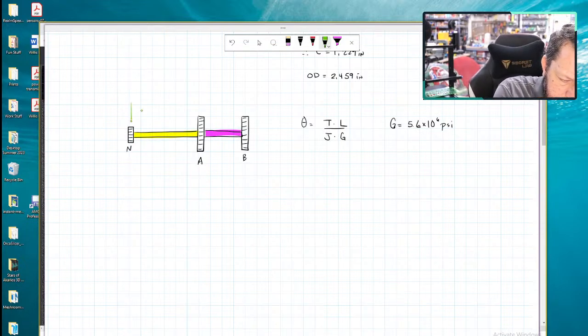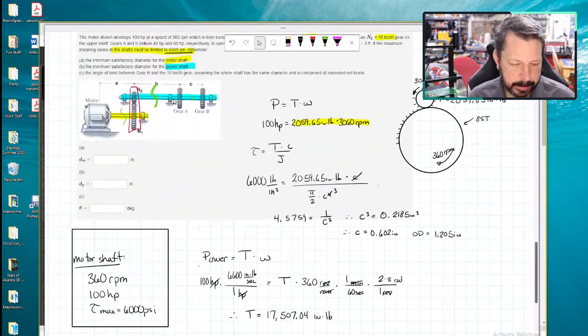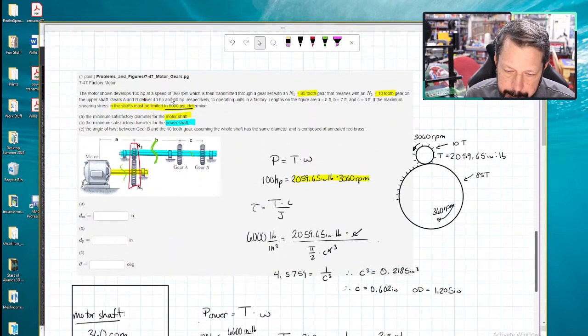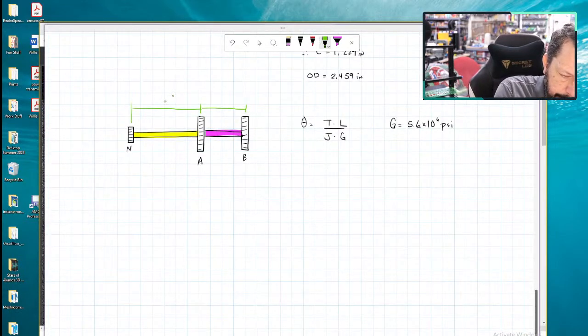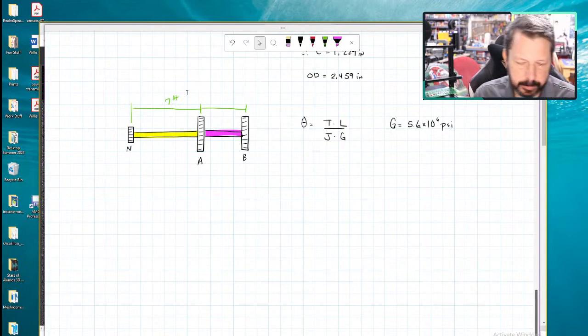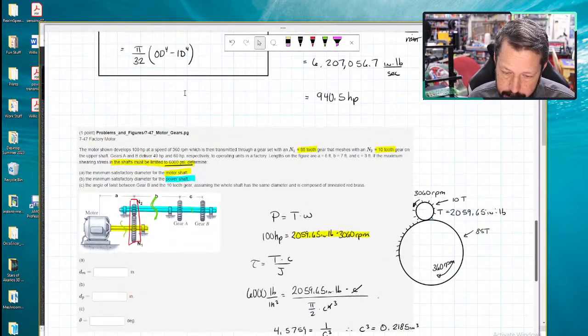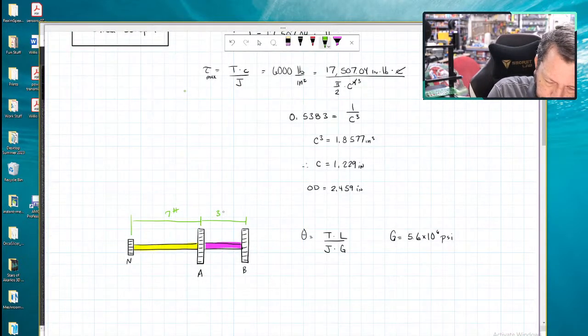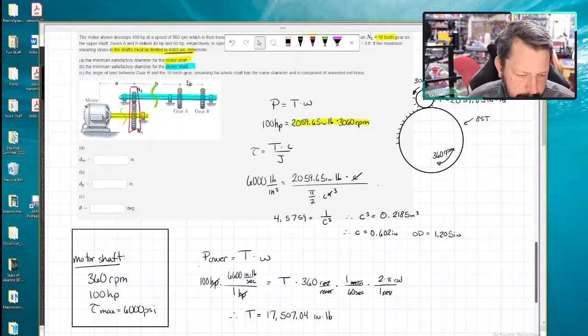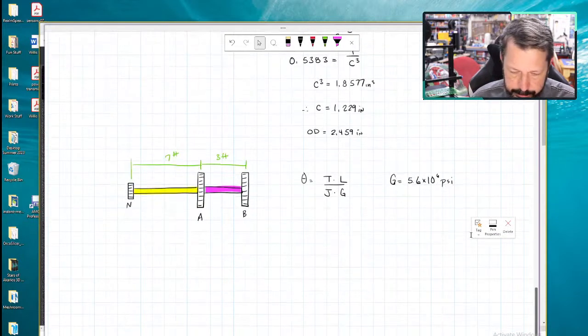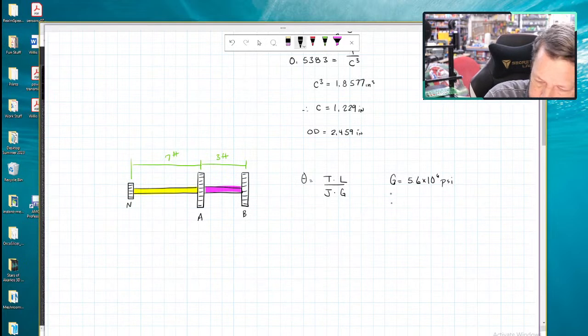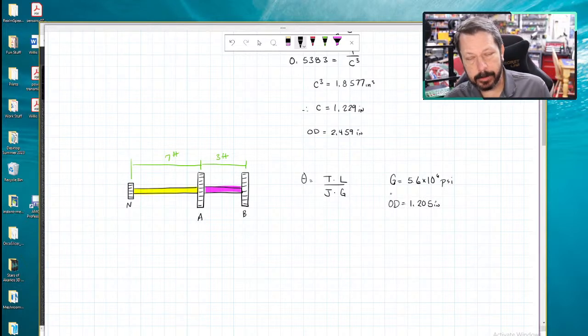We're going to need the length of these sections. So let's see. The section from N to A is labeled B. 7 feet. Okay. The length from A to B is labeled C. 3 feet. Okay. And angle of twist between gear B and the 10-tooth gear. Okay. It has the same diameter, the diameter that we just calculated, 1.205 inches. So we'll say OD 1.205 inch diameter shaft made out of the annealed red brass.